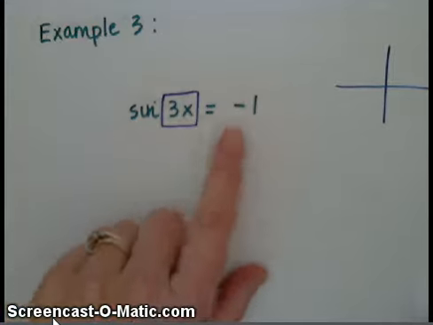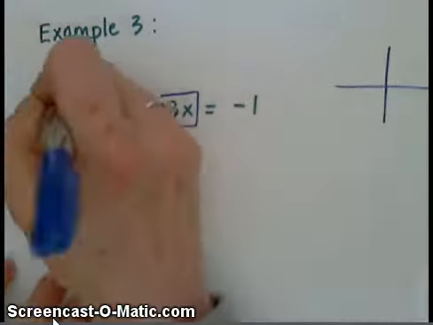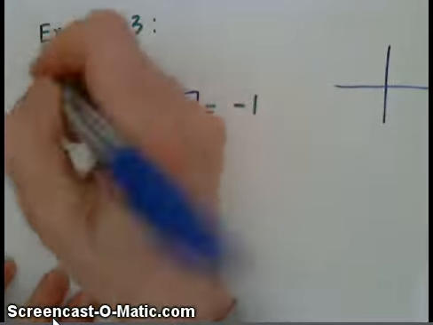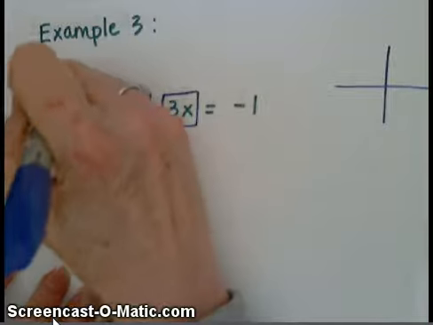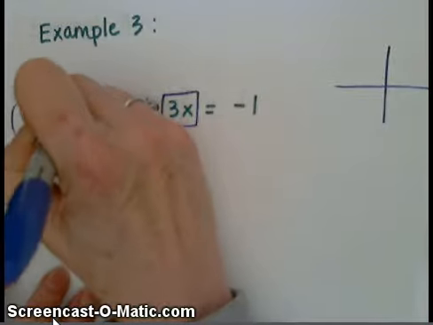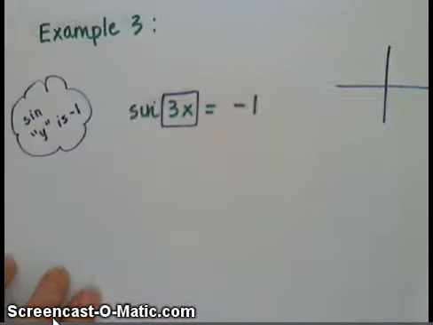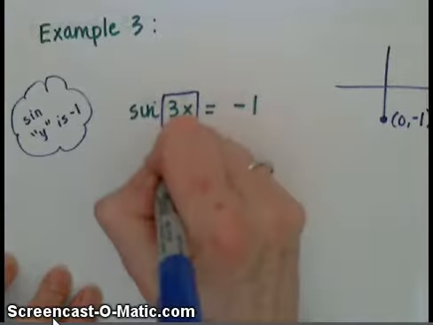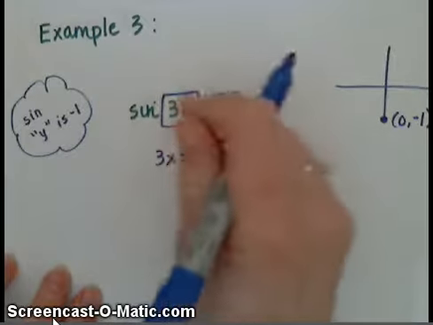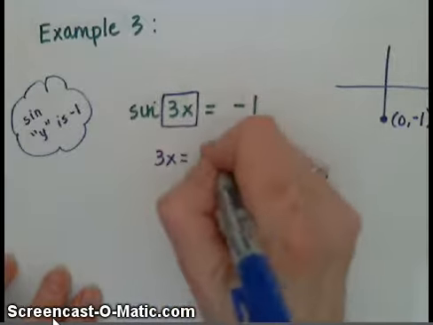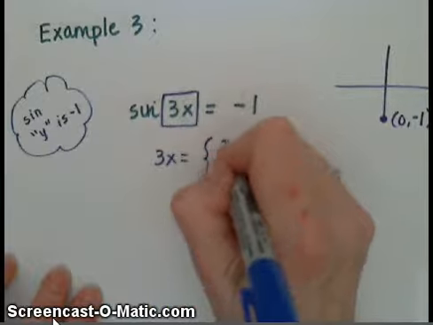Now remember, sine is -1 where, this is my thinking, sine is the y. So where is y -1? Well, that would be here at 0, -1. That's the only place. So 3x is equal to, the sine of this angle is -1. 3x is equal to 3 pi over 2.